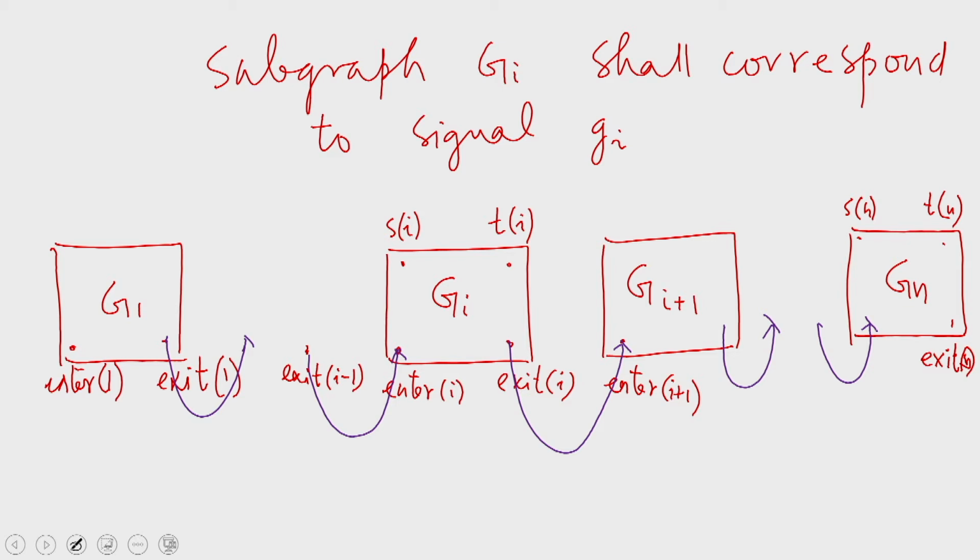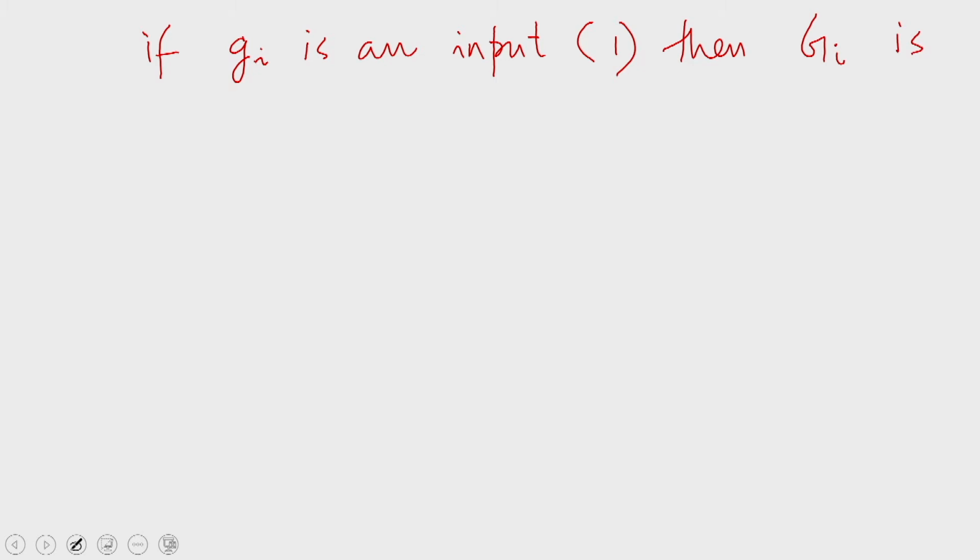So, apart from these connections that are shown in blue, there will also be some edges, some vertices that are common to multiple components. So, these components would interact even in some other ways. All that will become clear once I show how these components are designed. Now, let us see how these components are designed. If Gi is an input, of course, signal 1, every input is of value 1, then Gi is going to be a subgraph of this form.